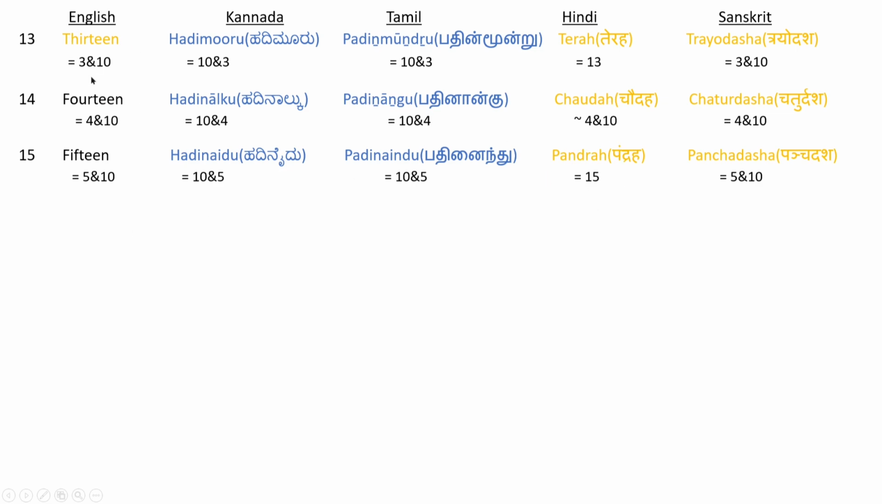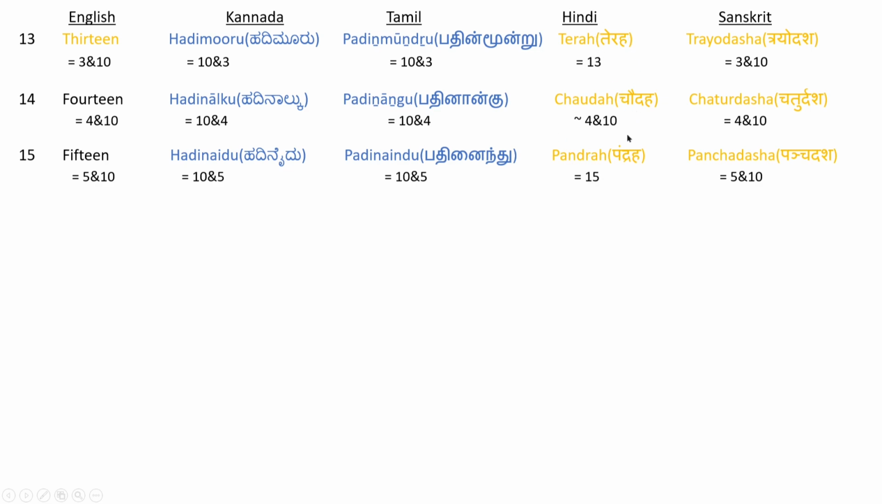So English had unique words for 11 and 12, but after 13 it gets back to this form, where 13, 14 and 15 are all derived from the previous words defined for 3 and 10, 4 and 10, and so on. So it gets back. It had only two exceptions before this, the 11 and 12 words.